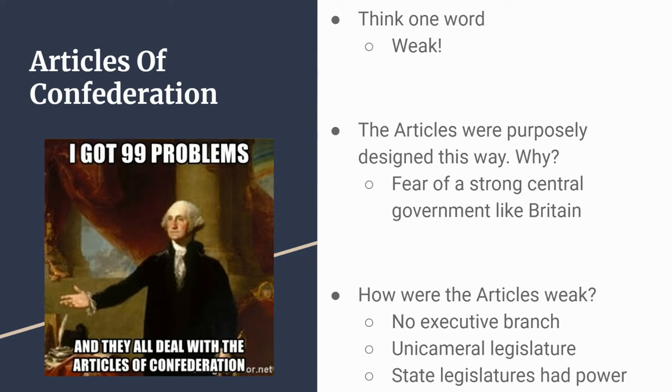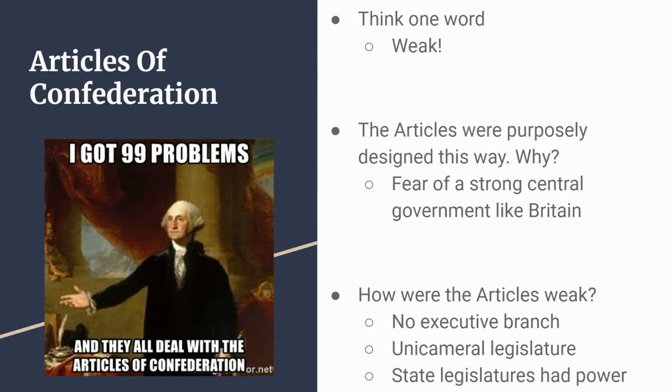There's no executive branch. So, there's no one person kind of in charge of everything. They have what's called a unicameral legislature. And what that means is that every state just gets one vote, and there's only one group in the legislature, right? Today, we have a bicameral legislature with the Senate and the House of Representatives. So, there's power spread out a little bit more. In the unicameral legislature, every state just gets one vote.